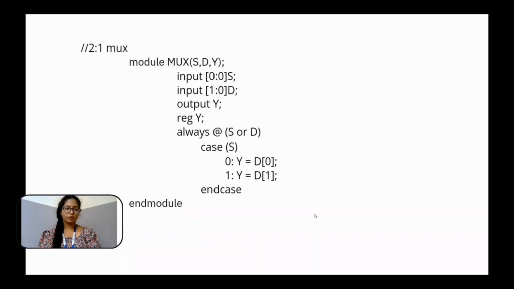Let's move on to the 2 to 1 multiplexer. Here the module is again named mux, S is the select line, D is the input, and Y is the output. Here two inputs are provided and it will provide one output, and there will be one select line. The output is Y and the register is named Y, S represents the select line, and 0 and 1 are the inputs given to it. Here we end the case and end the module.